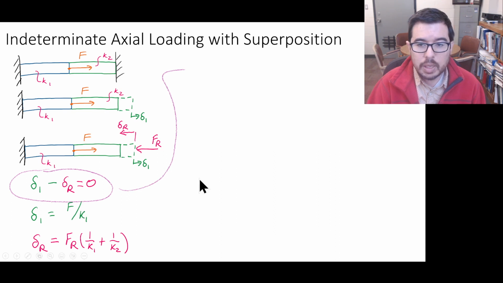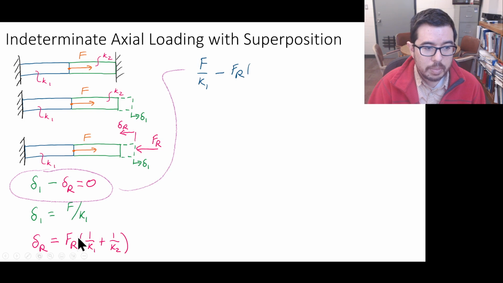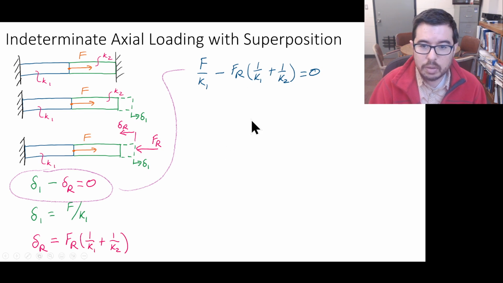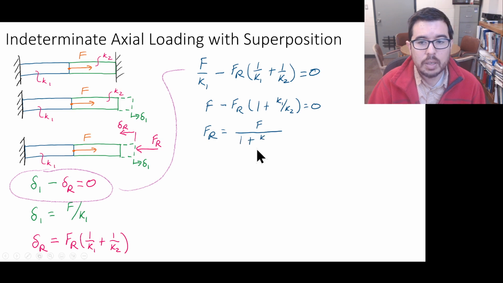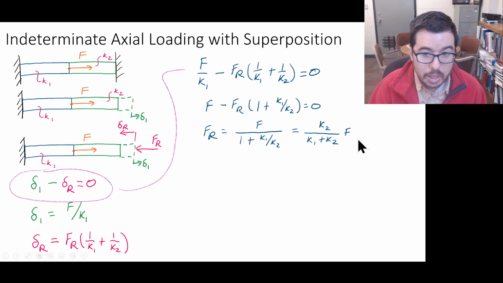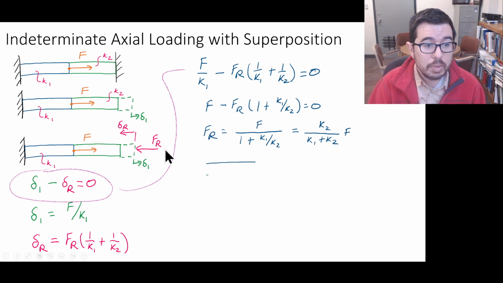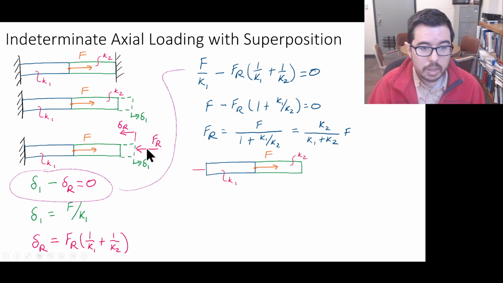We put them together, we equate them, and geometric compatibility. So now we have equations that are describing the displacements in terms of the forces. We put them together, we get F minus FR times this quantity, and we do a little bit of algebra, and we figure out that FR is equal to K2 over K1 plus K2 times F. This is identical to what we said for R2 in the previous problem.